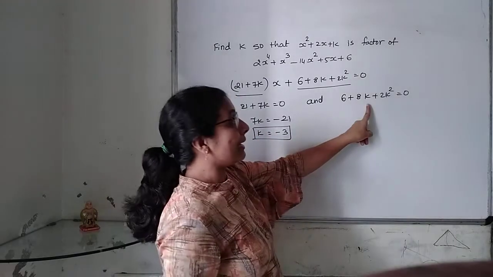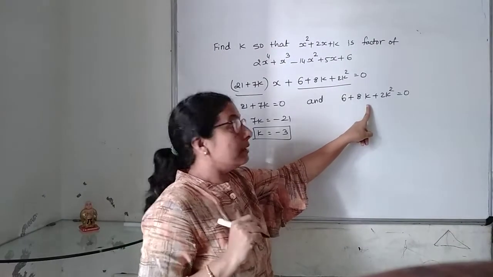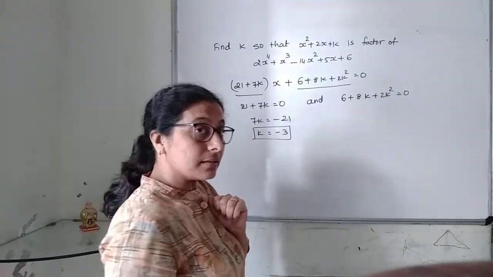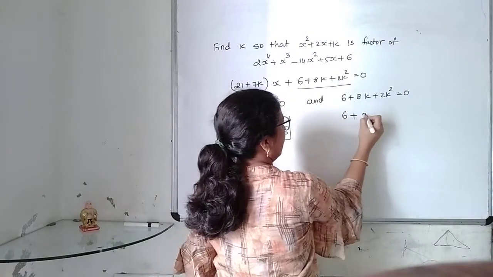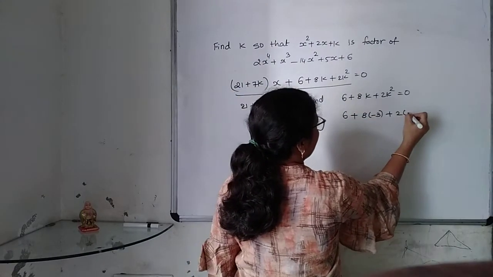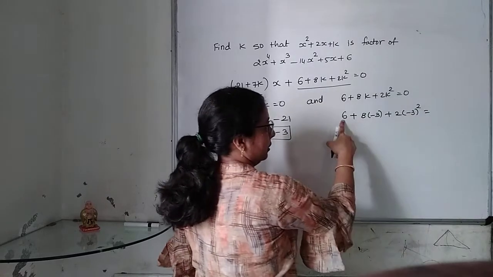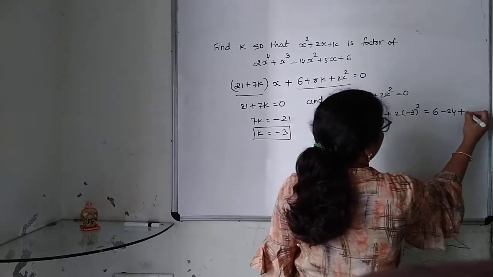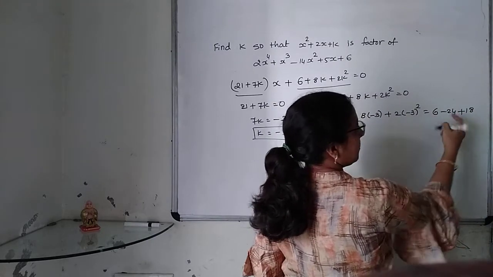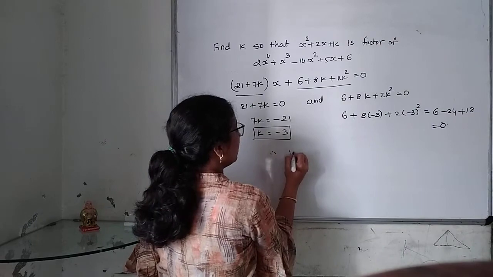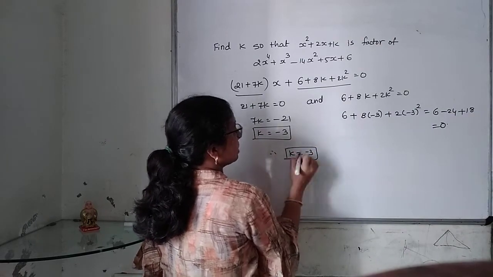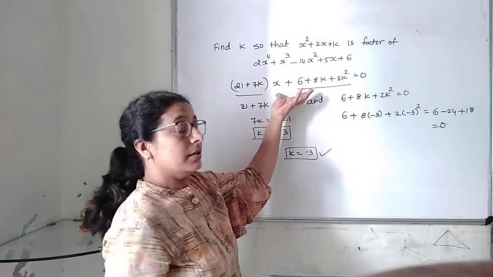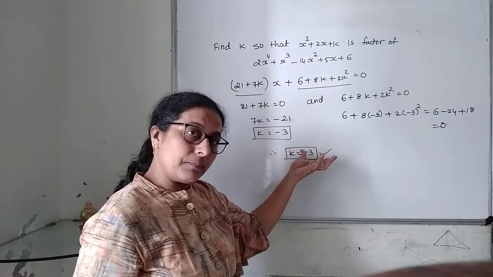Right? Here you put k equal to -3 and check. If we get 0 here, then it is the right answer. So here 6 plus 8 into -3, plus 2 into (-3)² is equal to 6 minus 24 plus 18. 18 plus 6 is 24, minus 24 is 0. Therefore, k is equal to -3 is our answer. So whenever it is a factor, we take the remainder 0 and find the value of k. Right? Do it.